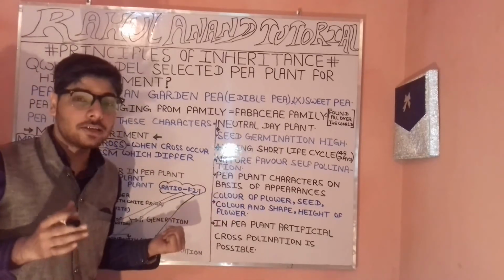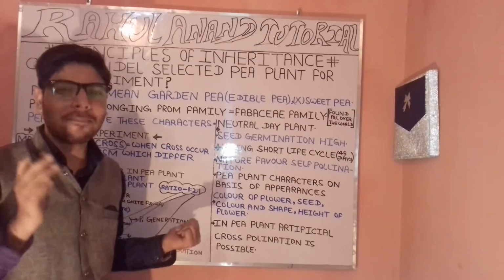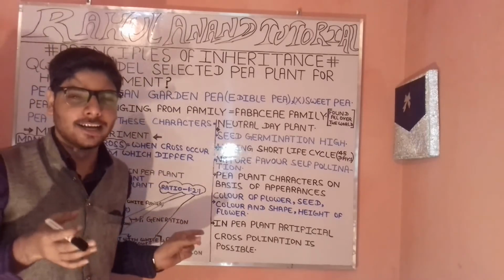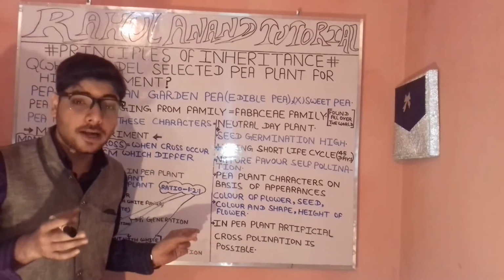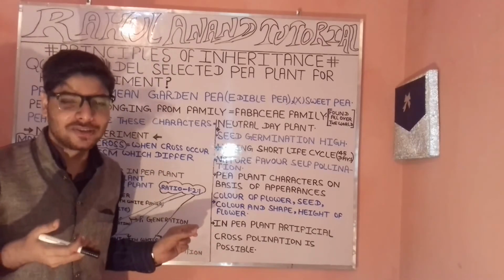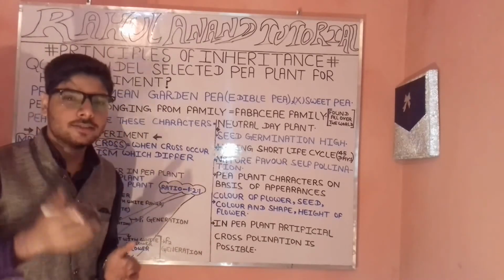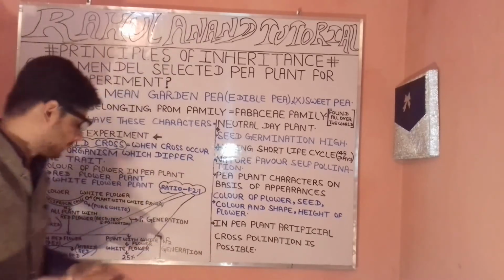Now, in the F1 generation, all plants produced will be red in color. All the plants' flowers will resemble the red color. Now let's proceed to the second case.